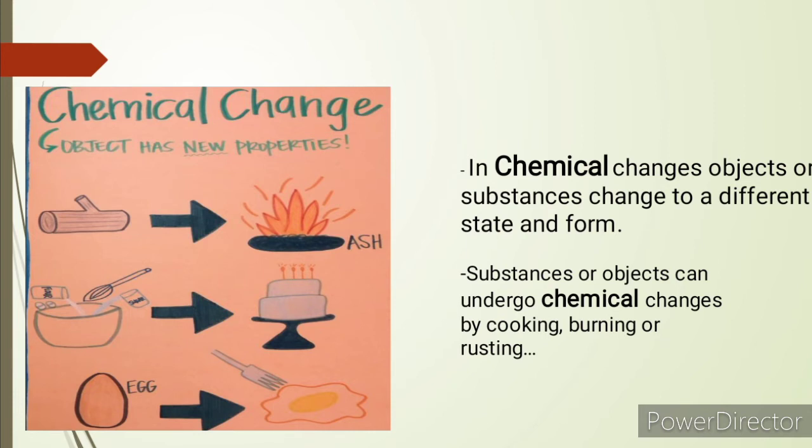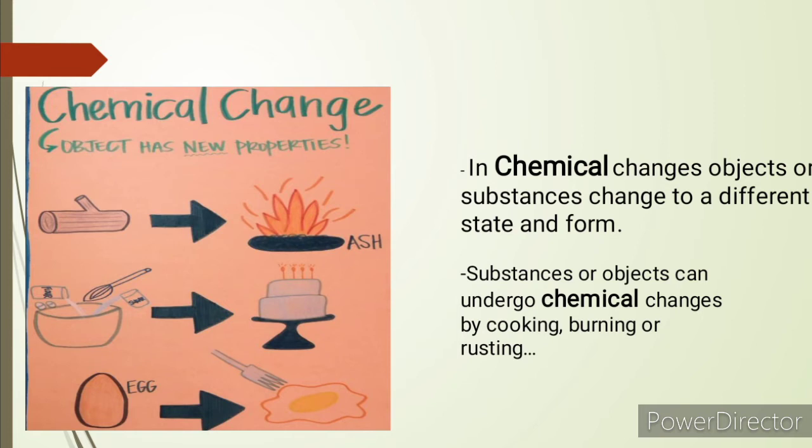Now let's look at chemical change. In chemical changes, an object or substance changes to a different state and form. Substances or objects can undergo chemical changes by cooking, burning, or roasting. For example, this is wood. When the wood is burnt, it changes to what? Ashes. Say ash. Yes, it changes to ash.